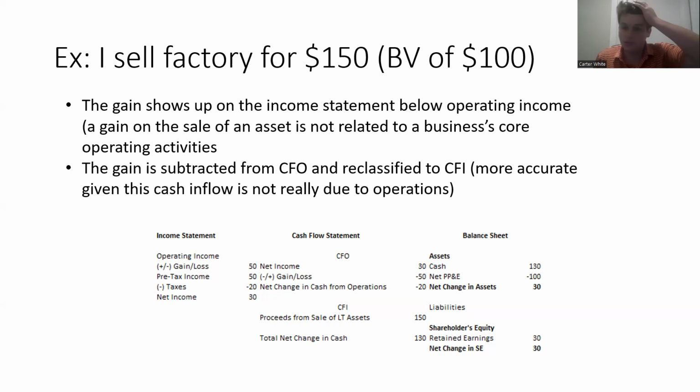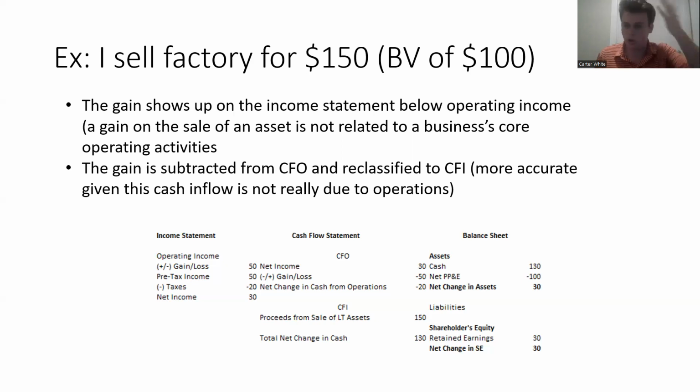So you had a gain of $50, so that will go below your operating income and then increase your pre-tax income by $50. But you have to get taxed on this gain. So you'll pay $20 in taxes, assuming a 40% tax rate. 40% of 50 is 20. So your net income is $30. Then you go to cash flow from operations, and your net income, which is always the first thing we have in cash flow from operations, is 30. Then we are actually going to subtract this gain because this gain was not related to our core operation. So it's going to be 30 minus 50, and then it equals minus 20.